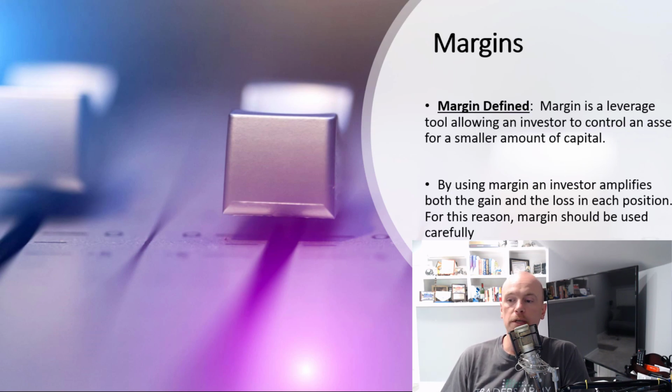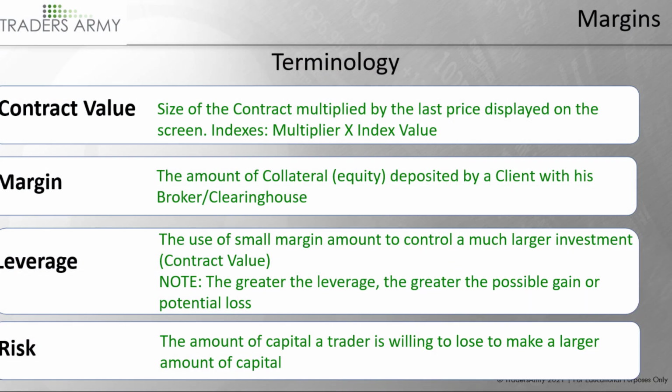For this reason, margin should be used carefully. Margin cuts both ways. That's one of the things that you'll hear me say over and over again. Margin cuts both ways. So, when we think about margins, we've got to always think about contract value. The contract value is the size of the contract multiplied by the last price displayed on the screen. For the indexes, it's the multiplier times the index value. Or in oil, it's 1,000 barrels times the current price of oil. That's the contract value.